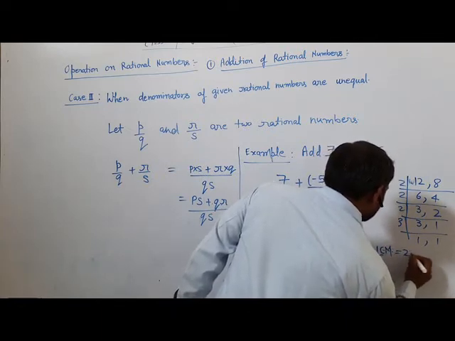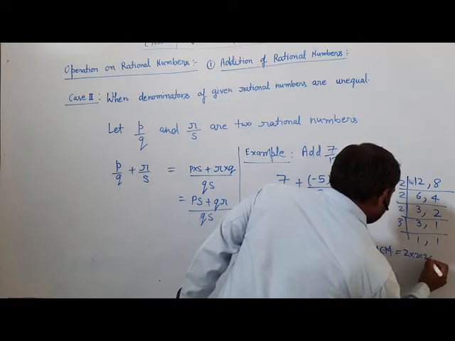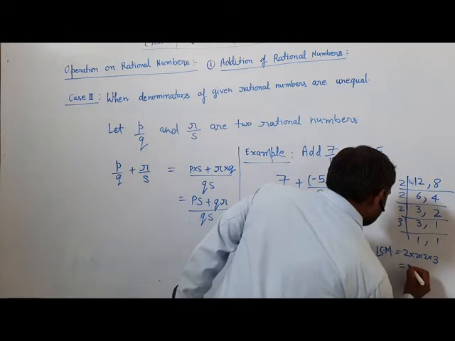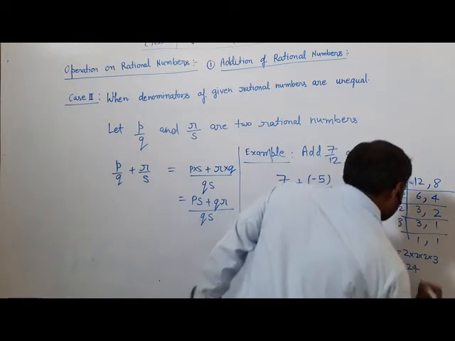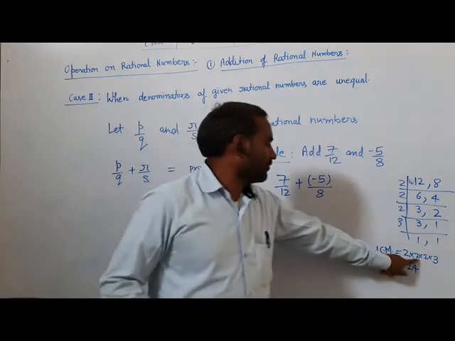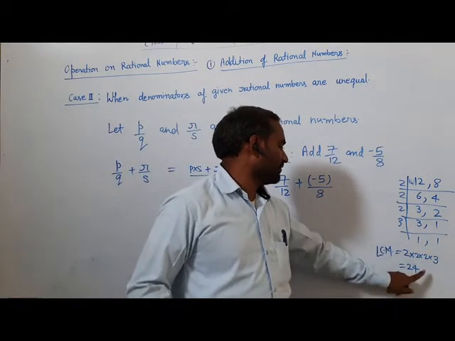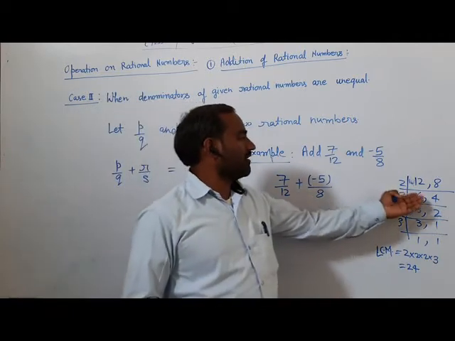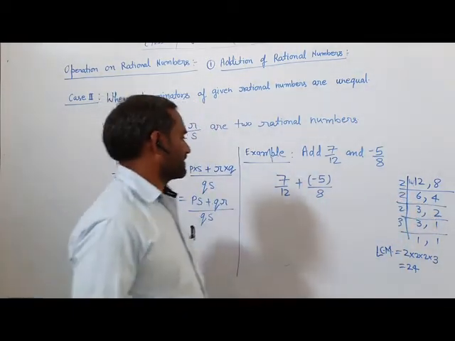LCM is equal to 2 into 2 into 2 into 3. 2 2 ja 4, 2 ja 8, 3 ja 24. So we get the LCM of these fractions.